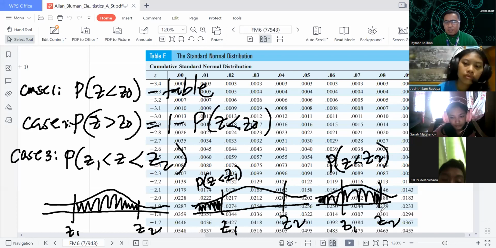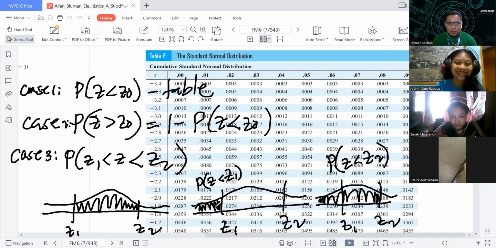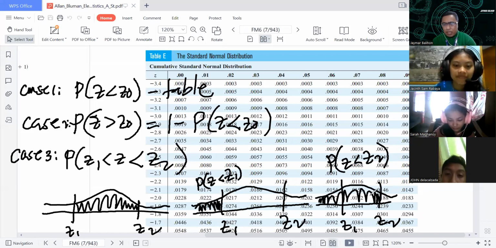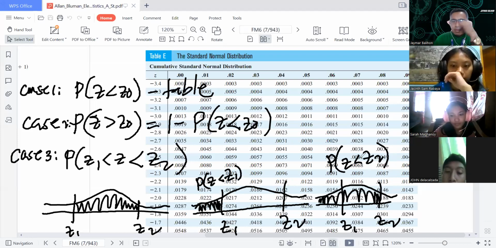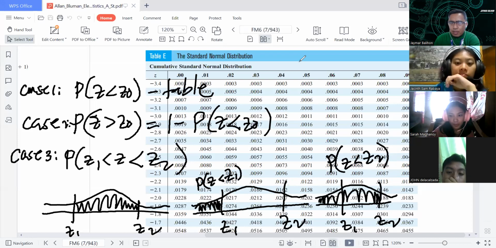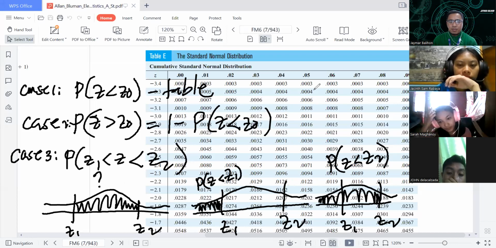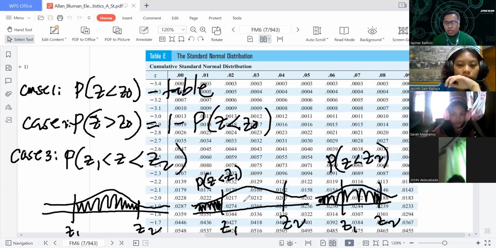Agreed? I will repeat. This portion here is the probability of z less than z sub 1. And this portion here is the probability that z is less than z sub 2. Why did I choose these, not the greater than? I chose them because I know that I can use these 2 in getting this portion. What will we do to these two to get this area?